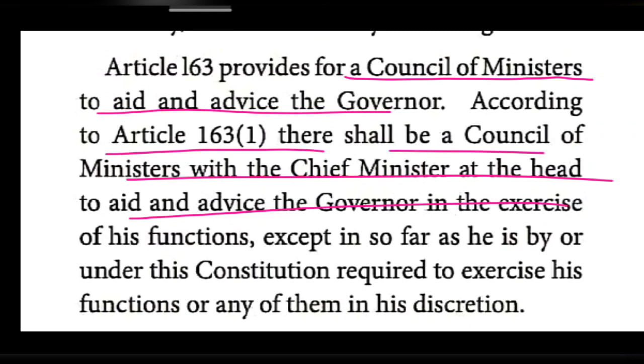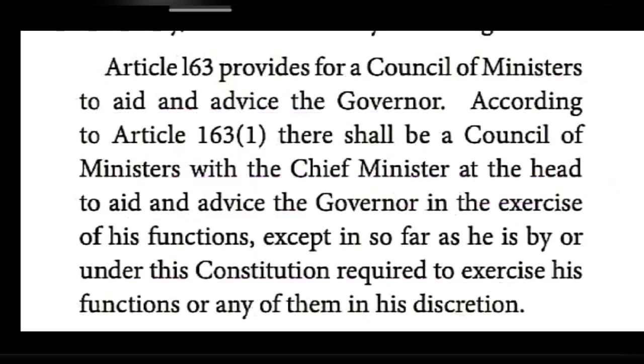The same points are given under two articles. Article 163 also says the same thing: the council of ministers can give aid, that is help, as well as advice to the governor. According to article 163(1), under the leadership of the chief minister, the council of ministers can aid and advise the governor. So it is given in the constitution under article 163 as well as 163(1).